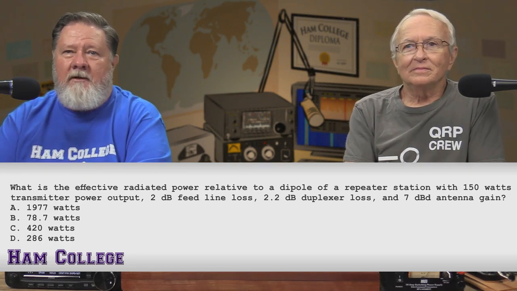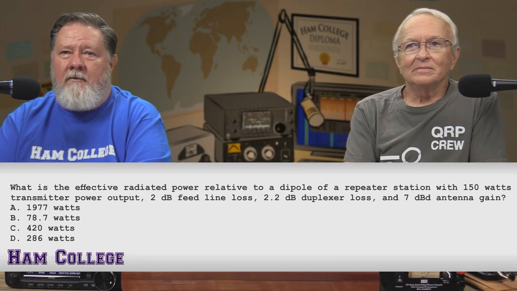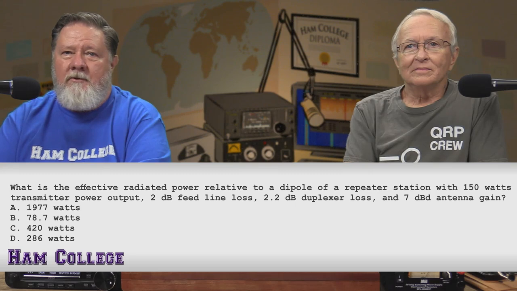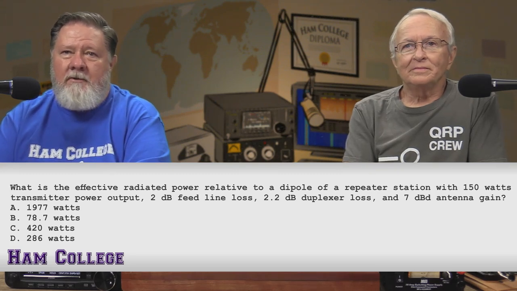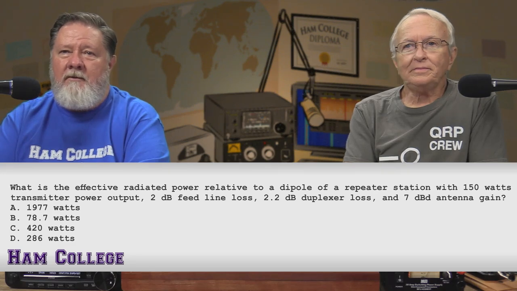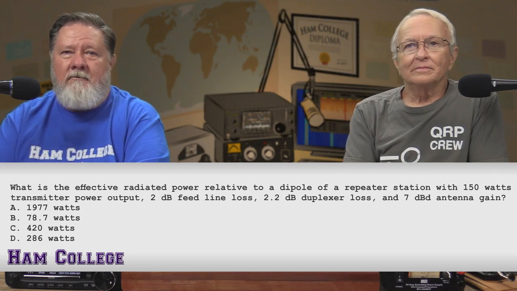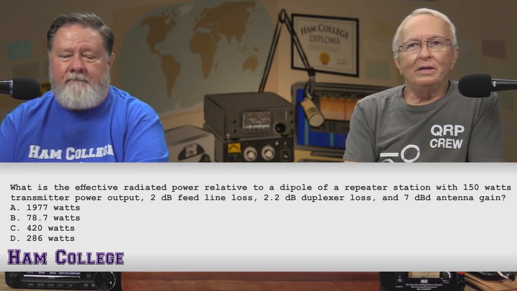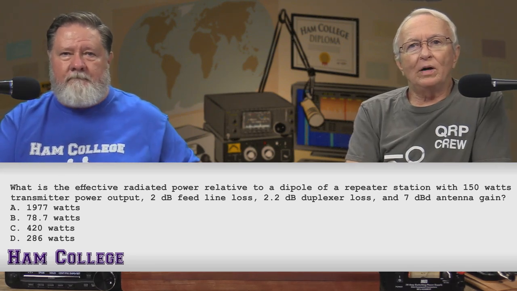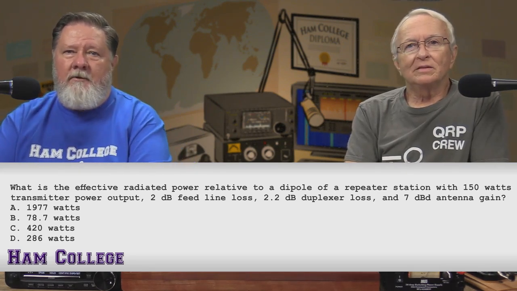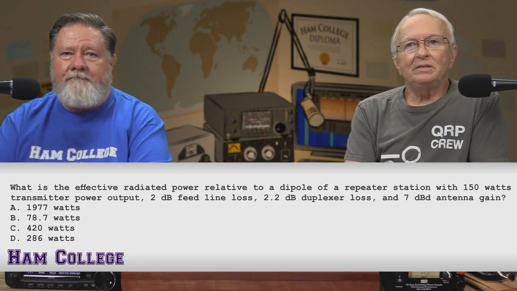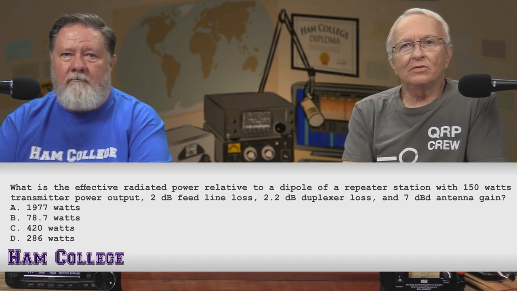What is the effective radiated power relative to a dipole of a repeater station with 150 watts transmitter power output, 2 dB of feed line loss, 2.2 dB duplexer loss, and 7 dB of antenna gain? A, 1,977 watts. B, 78.7 watts. C, 420 watts. Or D, 286 watts.